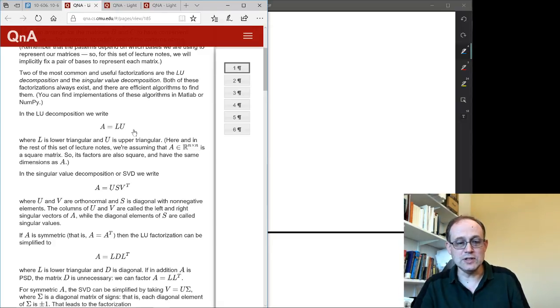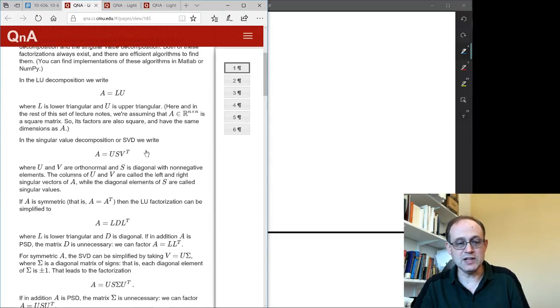So A equals LU is the LU decomposition. And then the singular value decomposition, or SVD, we have A equals U S V transpose, where U is orthonormal, S is diagonal, and V is orthonormal. Oh, and S also has to have non-negative diagonal elements. We've placed two very different kinds of constraints on the factors, right? Lower versus upper triangular, or orthonormal and diagonal. Both of these factorizations always exist, so you can always find them, and they are convenient to work with. We'll see how in a little bit.